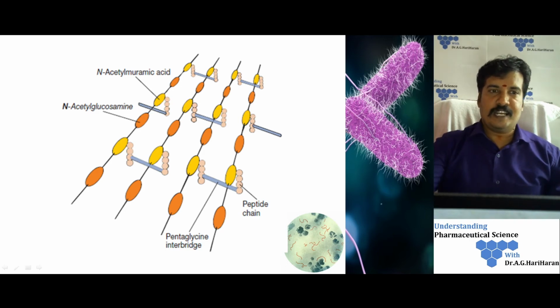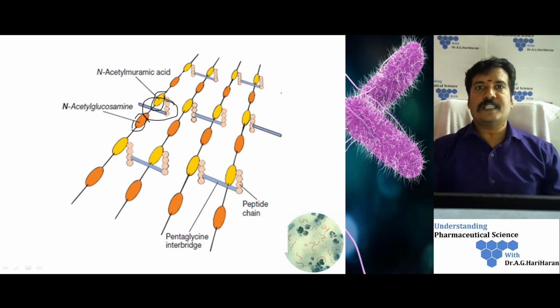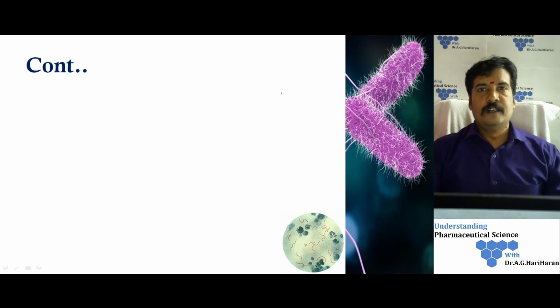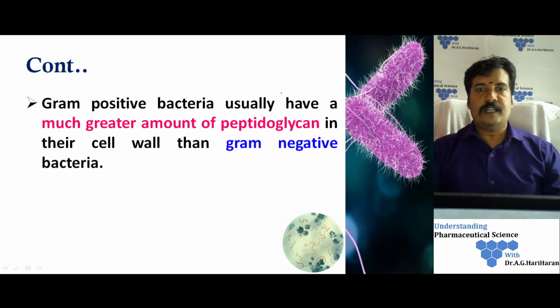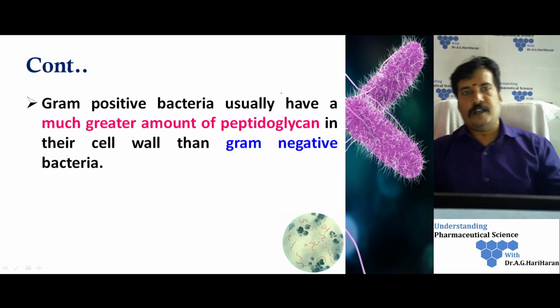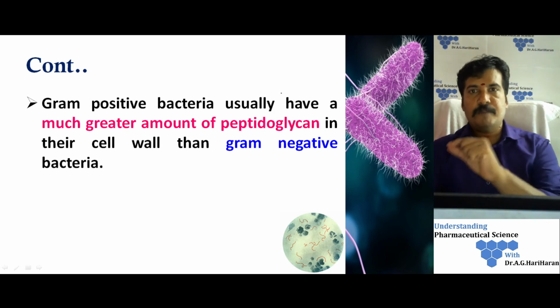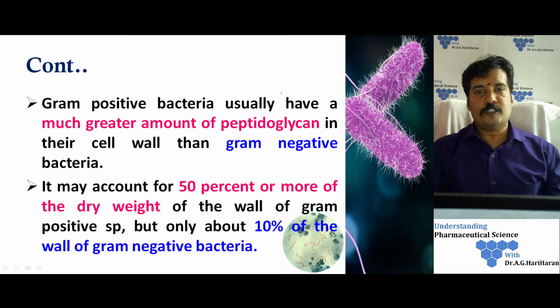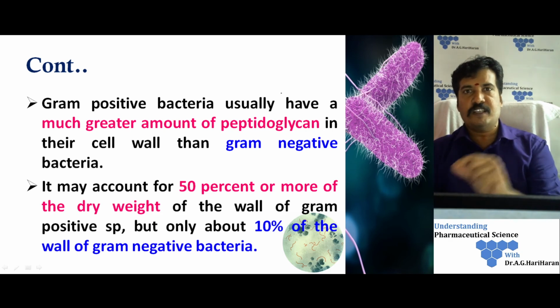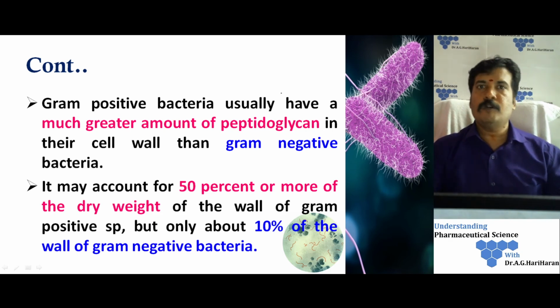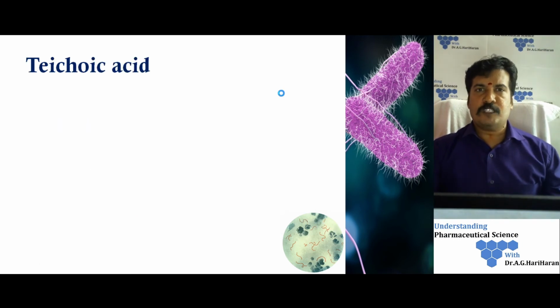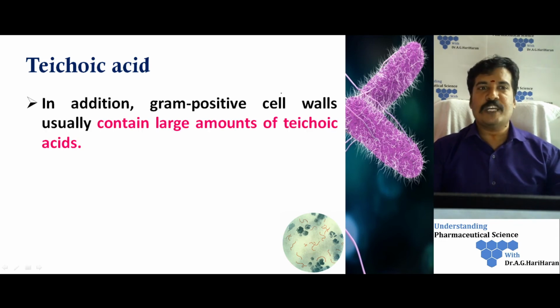So there is N-acetylglucosamine and N-acetylmuramic acid. The peptide interbridge is present, which is not present in gram-negative bacteria. Apart from this, the peptidoglycan of gram-negative bacteria is very thin in nature, and as I have also shown, 50% of the dry weight is made up of peptidoglycan in gram-positive, and only 10% in gram-negative. But in gram-positive bacteria, apart from peptidoglycan, it carries one more chemical called teichoic acid.